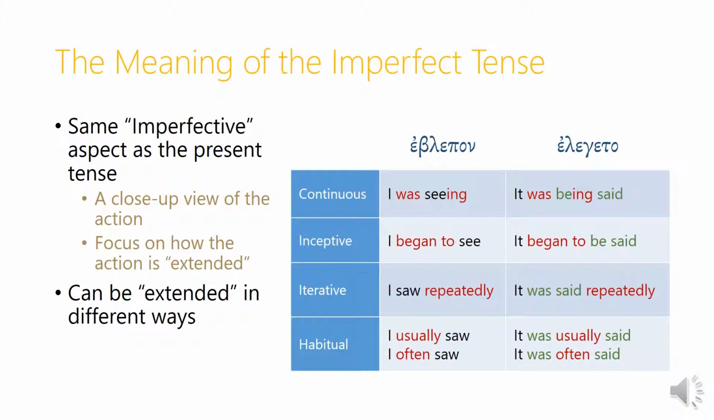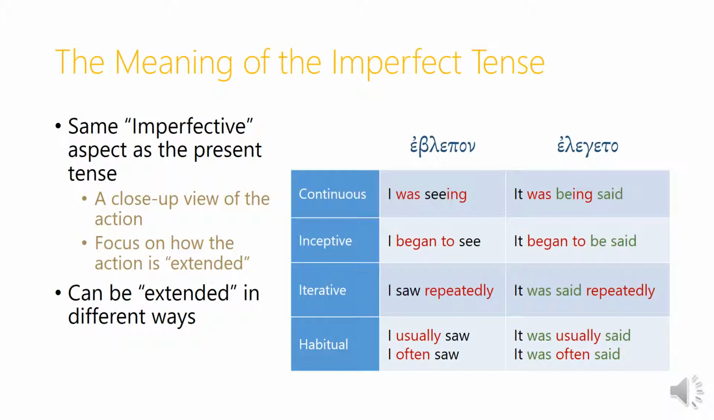Eblepon, from blepo, could mean I was seeing, continuous, or I began to see, inceptive, or I saw repeatedly, I saw over and over, iterative. Or the habitual sense would be I usually saw, or I often saw. How do we know which of these senses to use when we're reading and translating the imperfect tense? We just have to look at context and make an educated guess about which sense of the imperfect is most appropriate from the context.